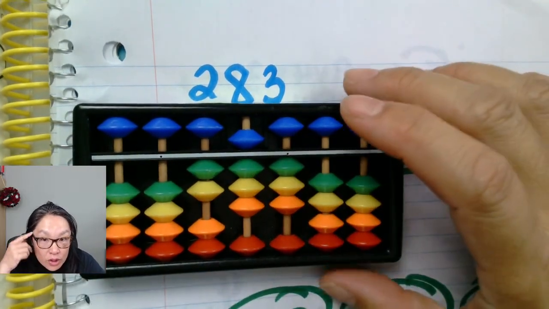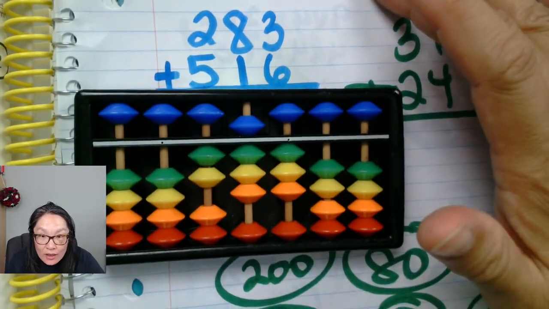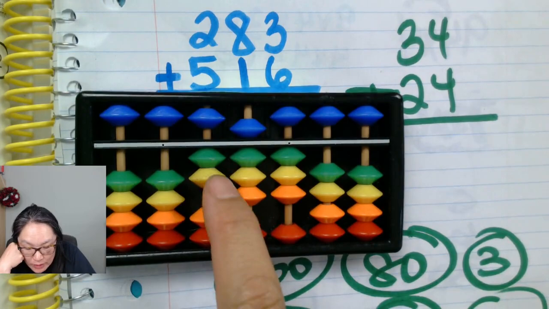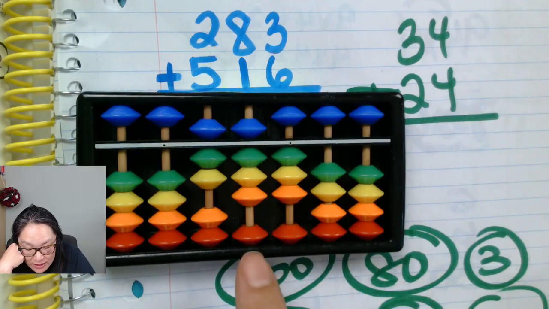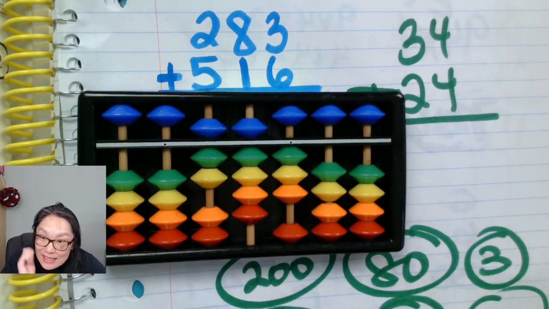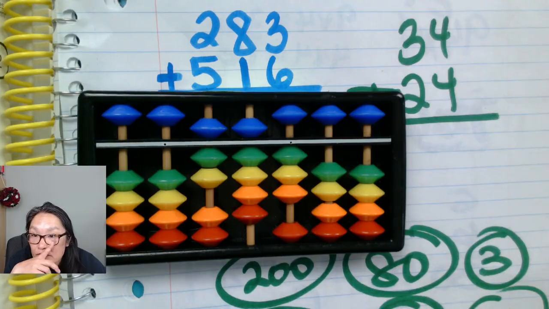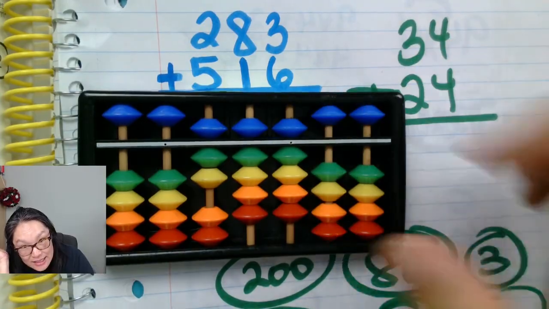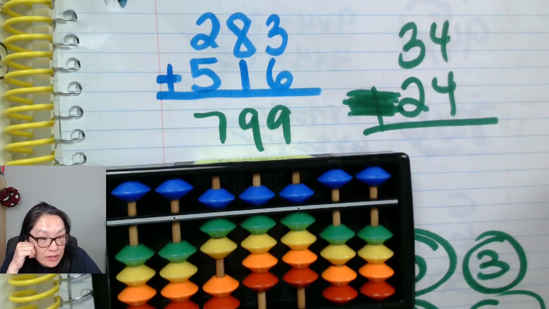Now what we're going to do is we're going to add 516. When we add 516, do we have enough to add the 5? Yes, we do. So we don't really need to do anything. We just need to add the 5. Is there enough to add the 1? Yes, there is. And I just add the 1. Now, what I need to do is I need to add the 6. Can I add the 6? 5, 6. Can we do it? Yes, we can. So when we add the 6, it's like that. So my final answer is 799. Yes, thank you. Easy, right?